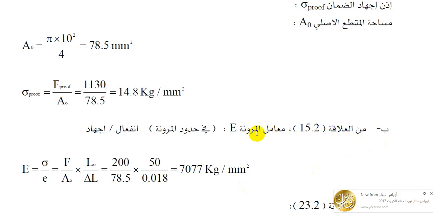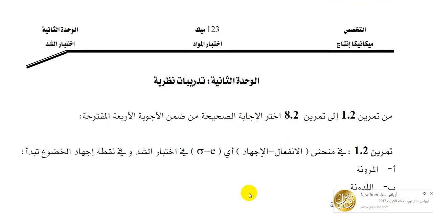B, from relationship 15.2, the modulus of elasticity in the elastic region is computed by the following equation: E = (P × L0) / (A × ΔL), which equals 200 times 50, equals 7,077 kilograms per millimeter squared. This is the elastic modulus.